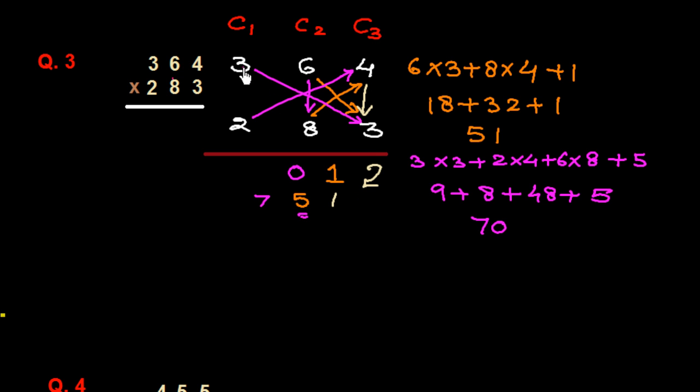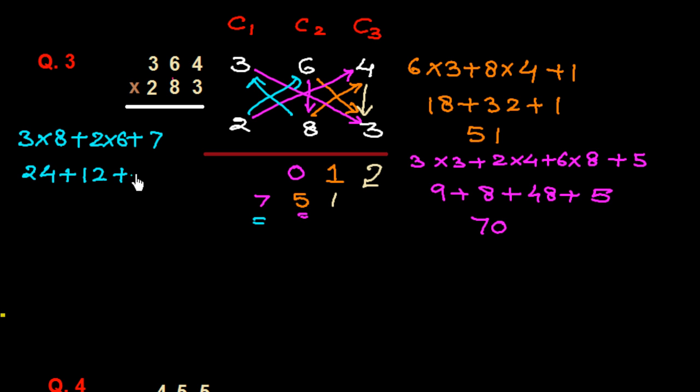Now we have to diagonally multiply column 1 and column 2. So I write down here 3 into 8 plus 2 into 6, and the carried number is 7 here we have. So 3 8 times 24, 2 6 times 12, plus 7. It is 36 plus 7, 43. So I write down here 3 and 4 carried I am taking.